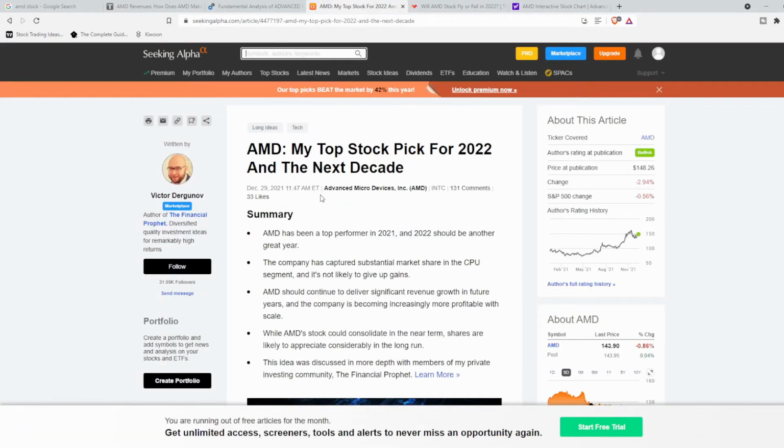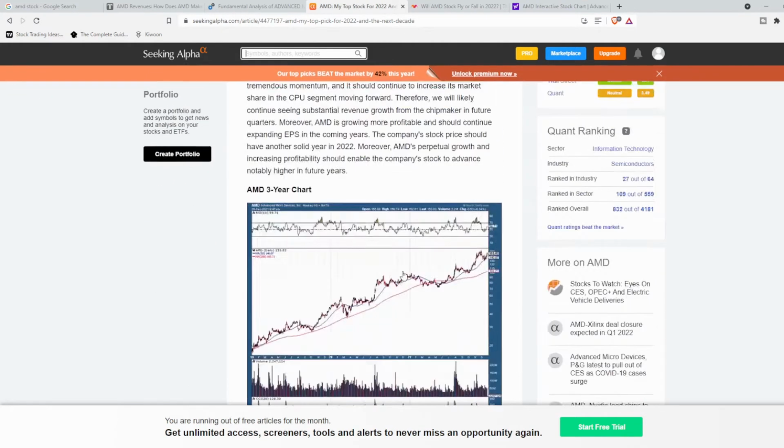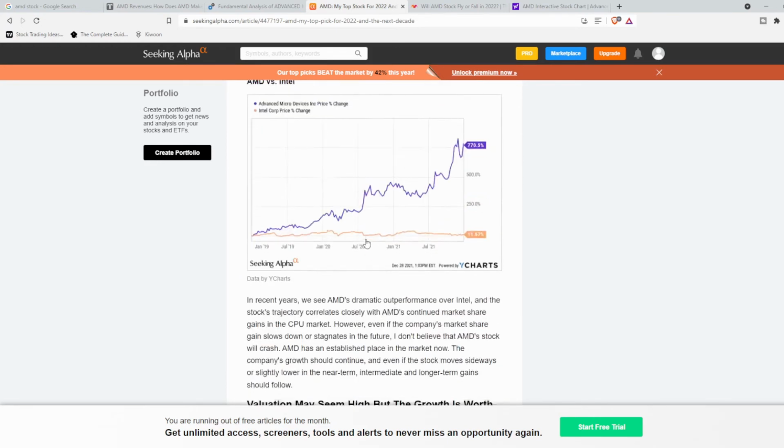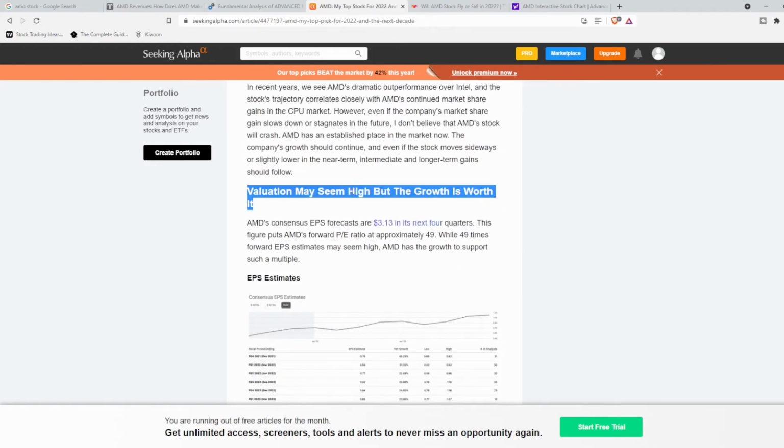And so in this article by Viktor Durganov, he states that AMD actually took over part of Intel's market share, taking over 50% in this past year. And as you can see, AMD has been on the rapid rise in the segment from 20 to 25% just 5 years ago. And given the company's trajectory, AMD has substantial potential of becoming the leader in the desktop CPU segment. I really like this article because it actually qualifies the fact that the valuation is high.